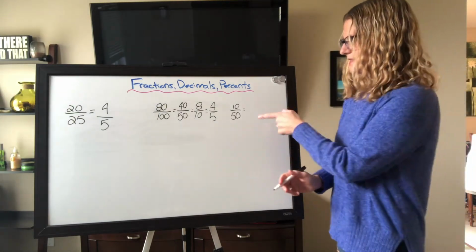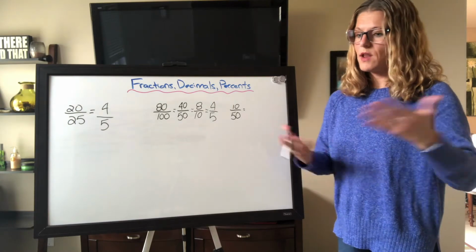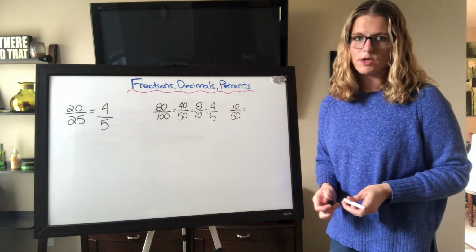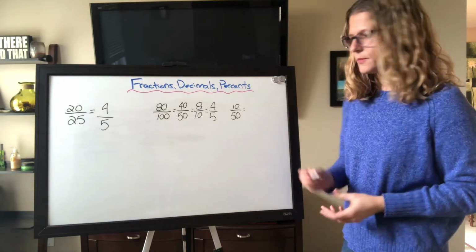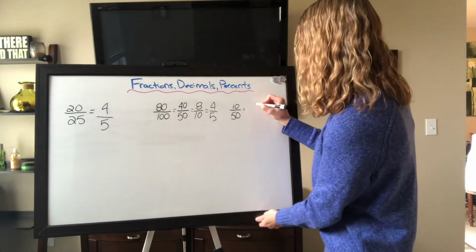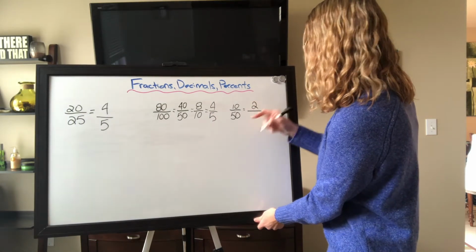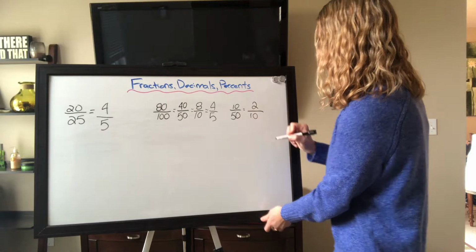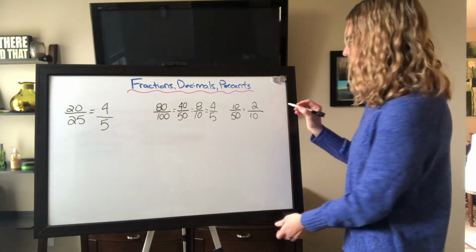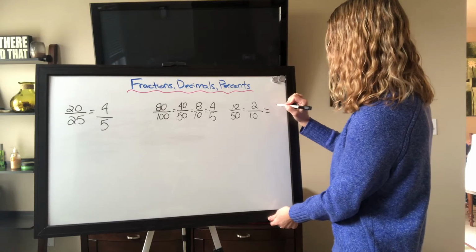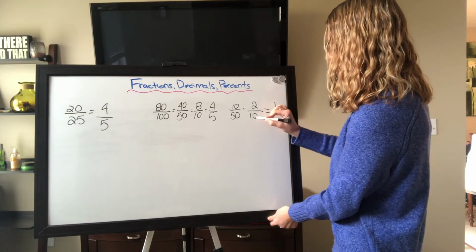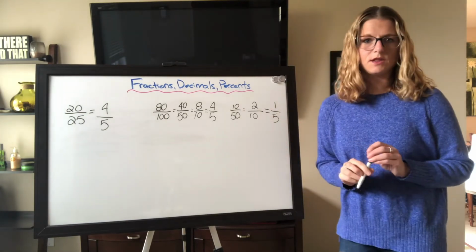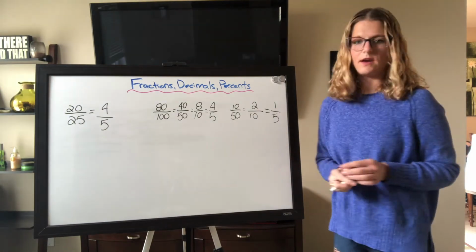Last one. It says 10/50. So we could, right away, we know that it could be divided by 2, but we also know that it could be divided by 5. And you always want to use the bigger number because that means less work for you. So 10 divided by 5 is 2. 50 divided by 5 is 10. Well, we can still do this one more time because we have even numbers. So 2 divided by 2 is 1. 10 divided by 2 is 5. So 1/5 is the lowest possible term for 10 over 50.